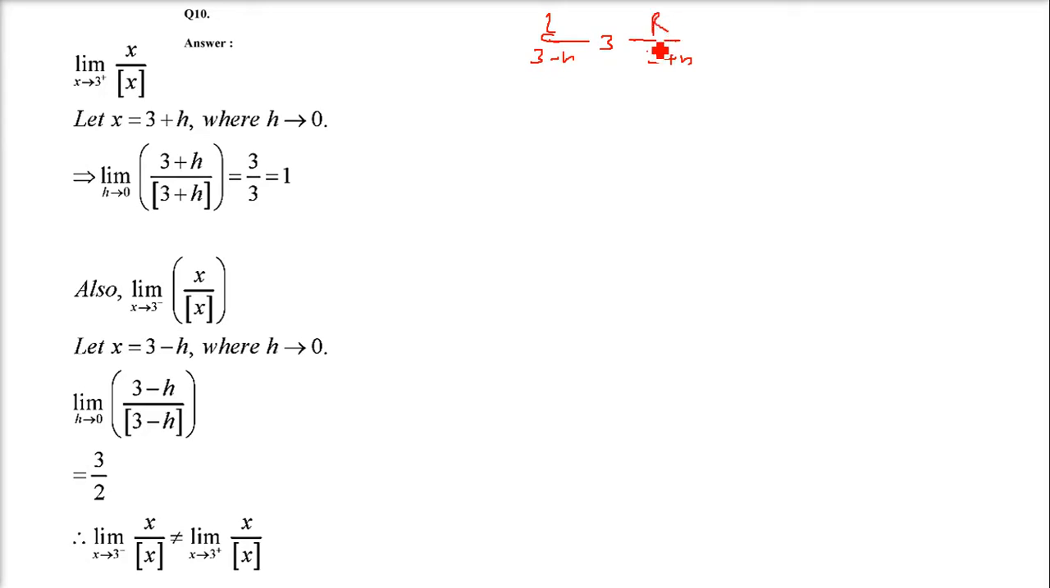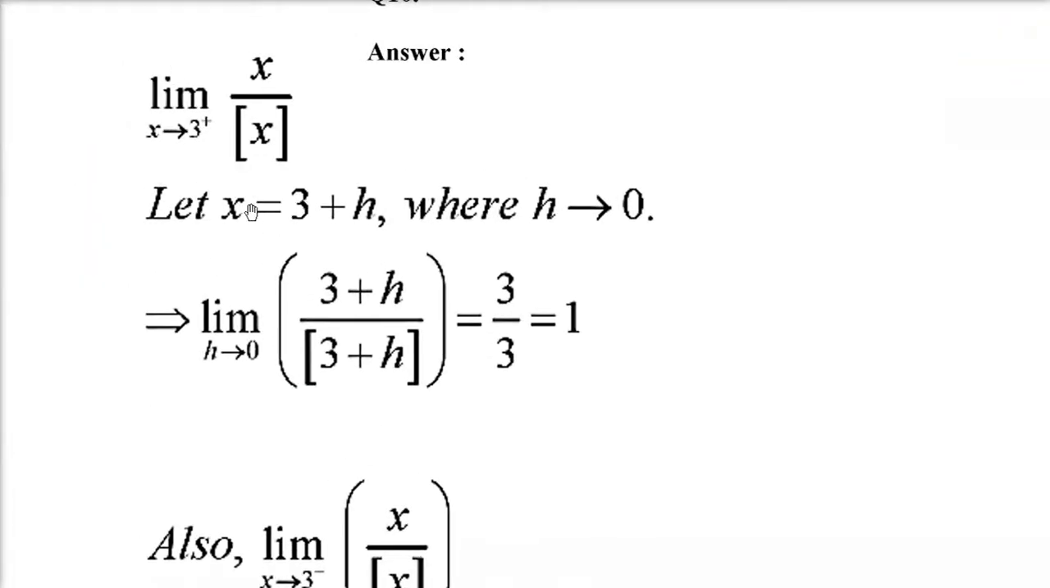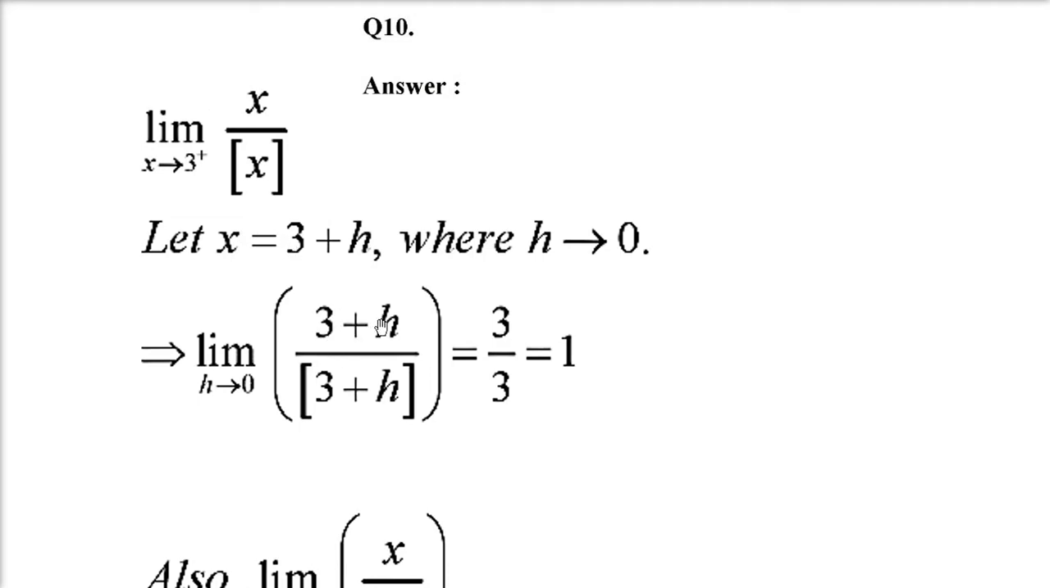So for the left hand limit and right hand limit, you have to put 3 minus h on the left, 3 plus h on the right. Let us see the right hand limit first. So we'll put 3 plus h here, x equals 3 plus h. Now 3 plus h by greatest integer function of 3 plus h. So 3 plus h will be 3, h is 0.